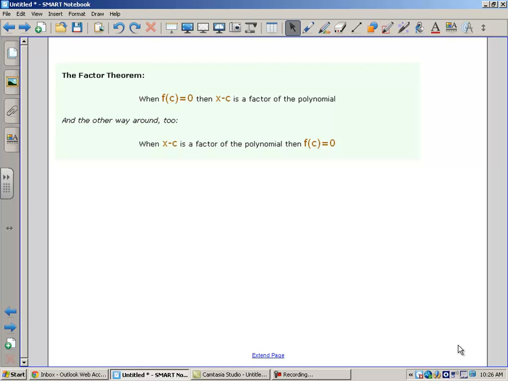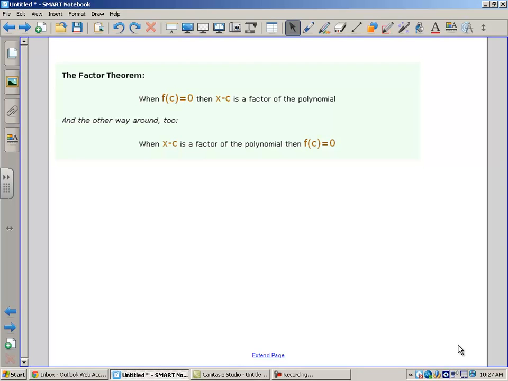We've done a lot of factoring, but sometimes if the polynomial is too big and you're dealing with an x to the fifth or an x to the sixth and it's really, really long, you probably wouldn't know where to start. So that's why we're learning this. These are two very important theorems. They're a little wordy and they're sort of hard to understand, but once you practice them, they're really, really easy.